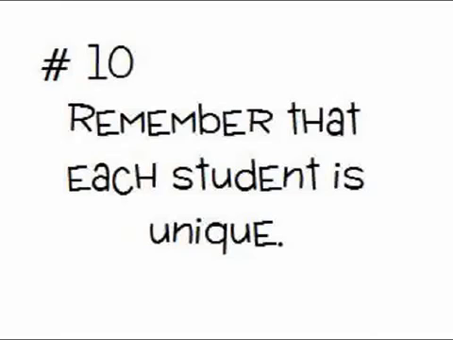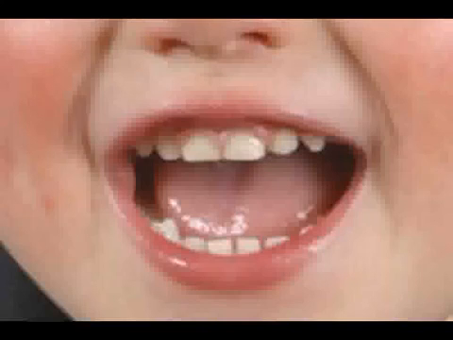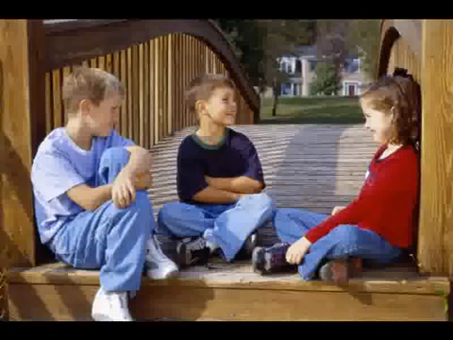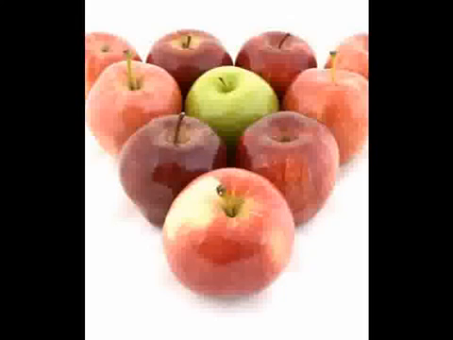Number 10. Remember that each student is unique. The term autism provides some basic information about a student. Students identified with autism are likely to have some level of communication deficit, social skill deficit, and a restricted range of interests and activities. However, it is important to remember that every child with autism is unique, and the degree and manner in which the condition affects the student will vary. Read the student's individualized education plan, talk with parents and previous teachers, and get to know the student as an individual.